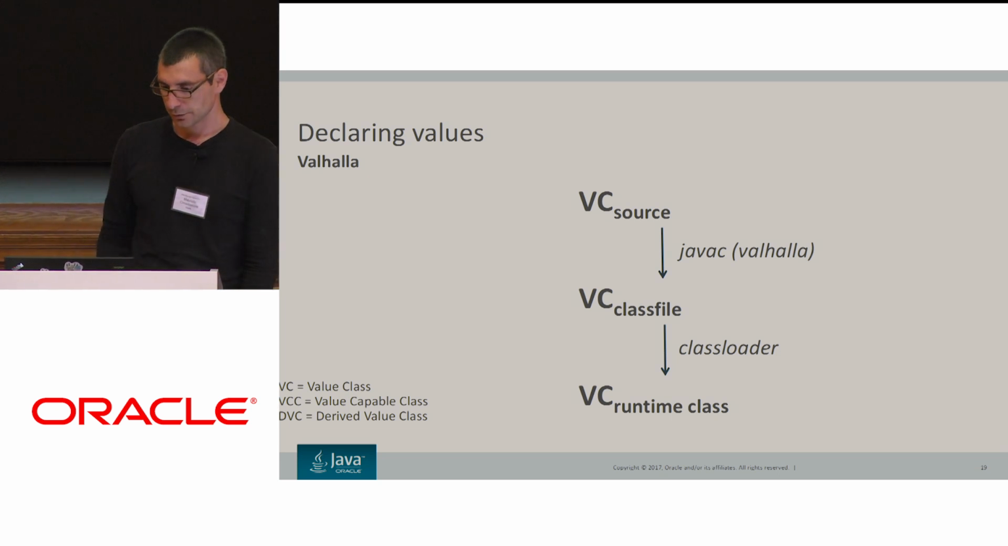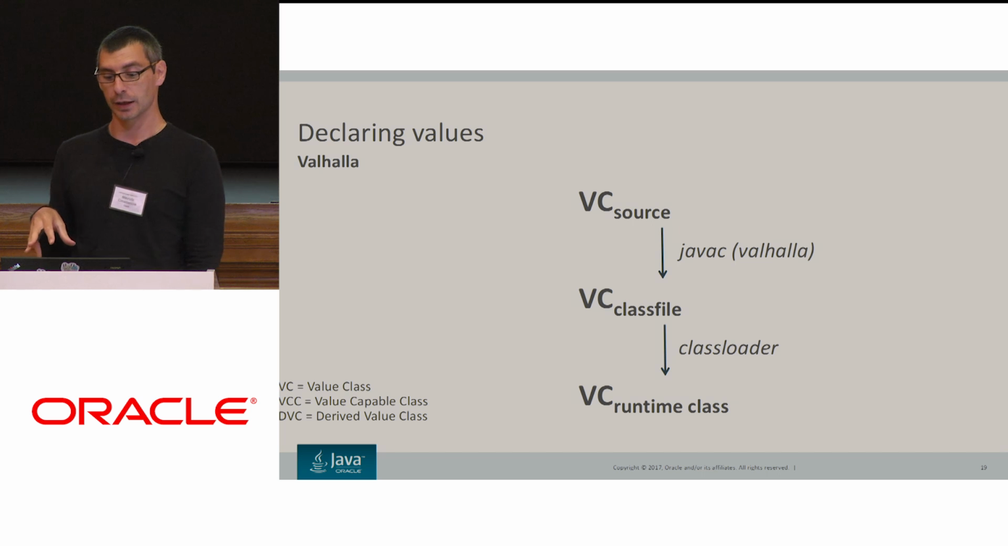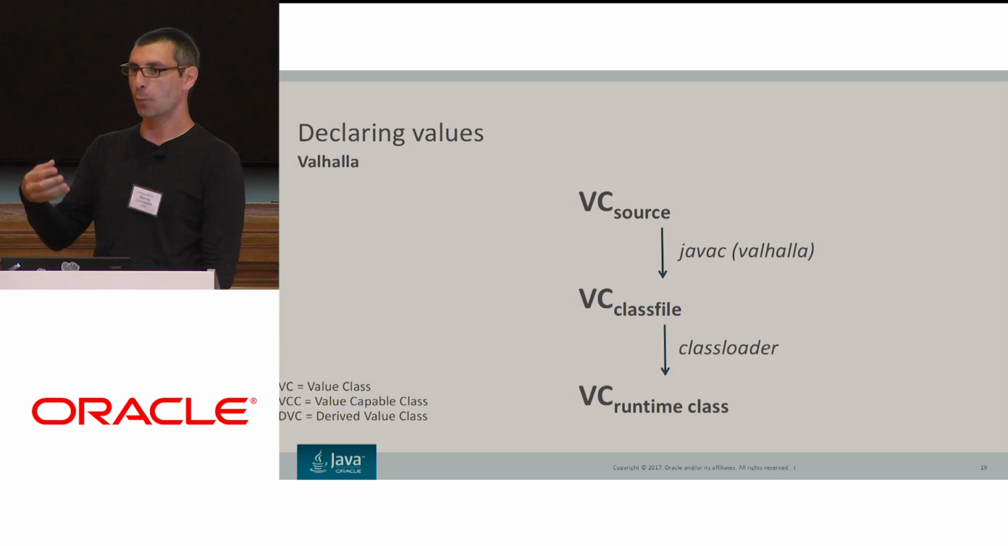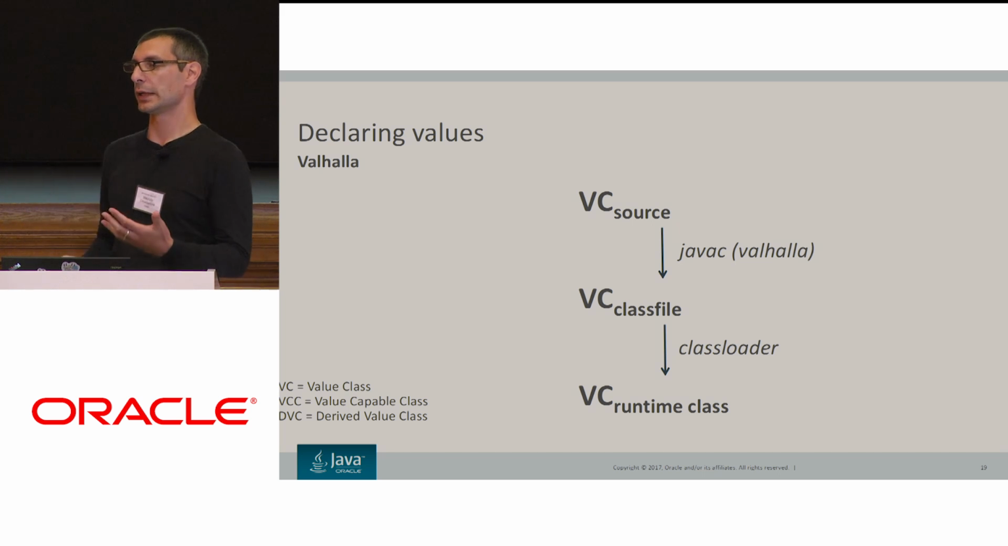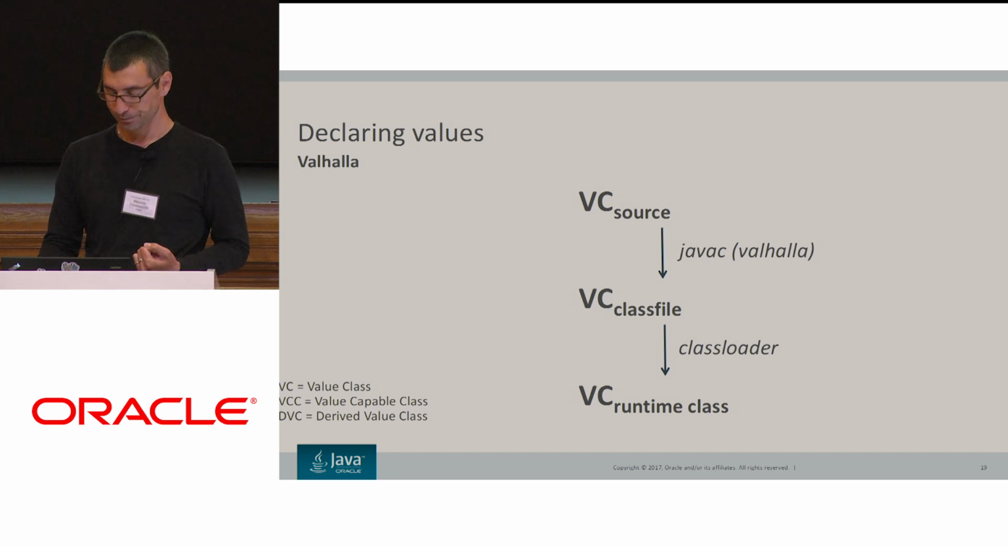So just to make a comparison of what the different programming models are here, in Valhalla, when you have a value class, the source for a value class, which is denoted as VC here, you compile it with the Valhalla compiler, and you get a class file for that value declaration. Then when the VM loads it, it gets the runtime class for that particular value declaration.